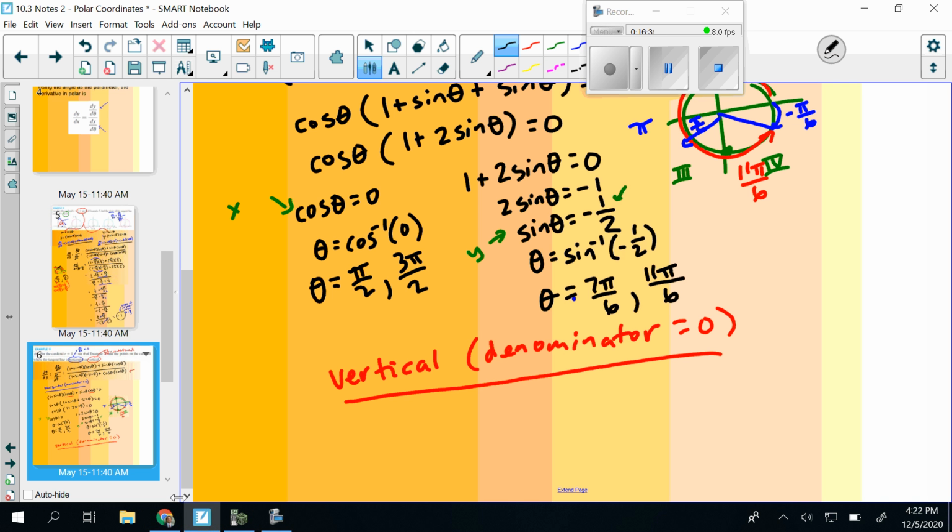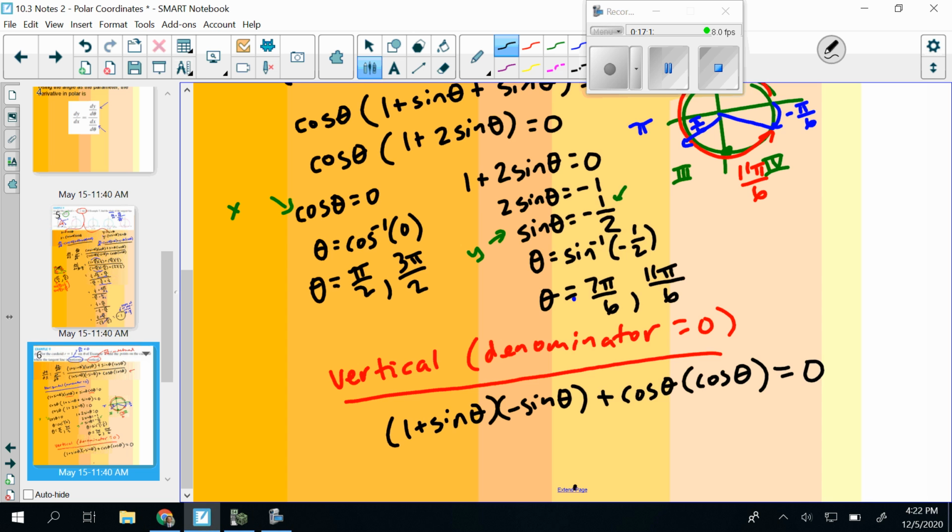So our denominator, what we had there was that we got 1 plus sine theta times negative sine theta plus cosine theta times another cosine theta. And then we want to set that equal to 0. That's our denominator equal to 0.